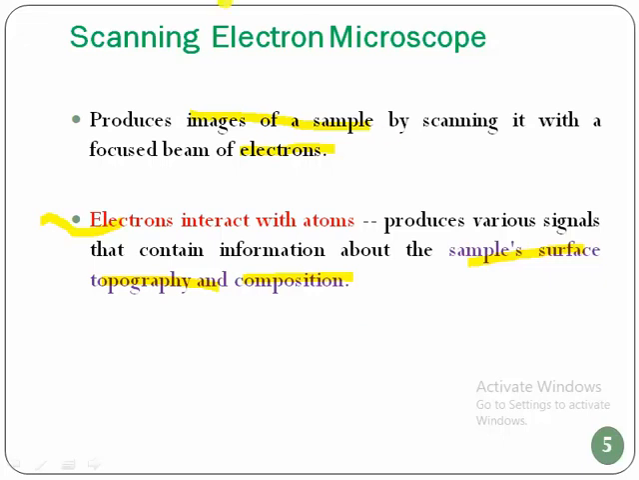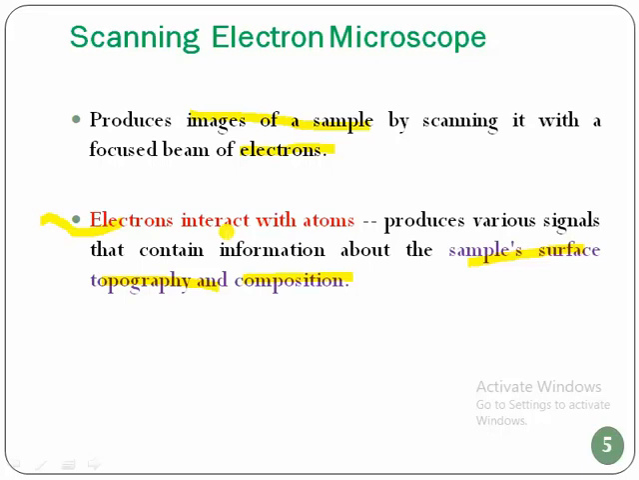Here this is a very important thing. Electrons interact with atoms, means here we have to apply electrons, they will interact with atoms and we will get the image. This is the simple way we can get the image.